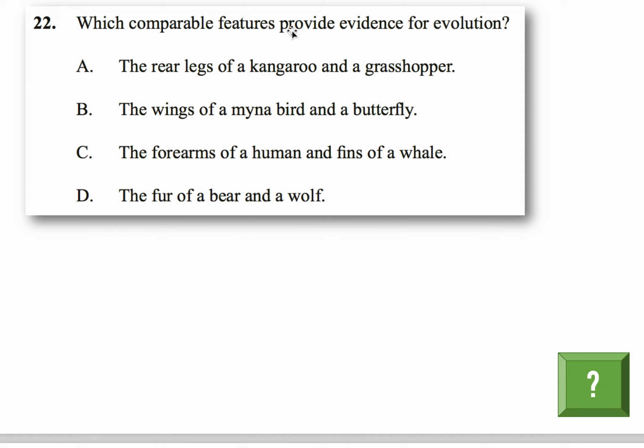Which comparable features provide evidence for evolution? So now they're asking for evidence of evolution. What would show evidence of evolution? What would show that change happened over a long time? So A, the rear legs of a kangaroo and a grasshopper. Okay, not this one because this is showing same function, different structure, because a kangaroo bounces and a grasshopper bounces, right? So their legs will have the same function, but a different structure.